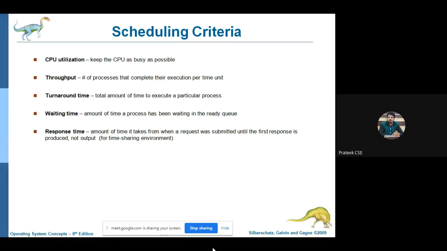Secondly, we have CPU burst time. So CPU burst time is the time which any process requires for its execution. So suppose for any process, the CPU burst time is 10 milliseconds. So that means in total, that process requires 10 milliseconds to execute on the CPU.